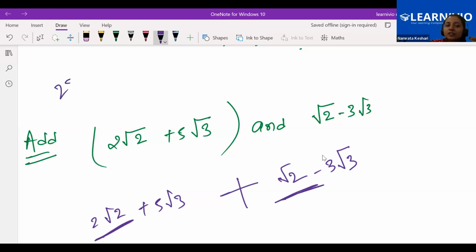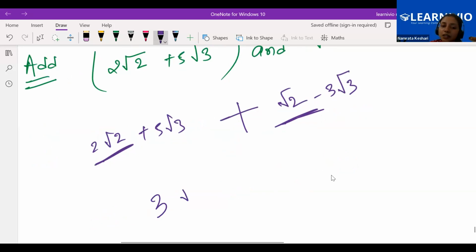Can you tell me 2x plus x will be? Ayan and Sara? 3x. ऐसे ही 2 root 2 और ये root 2 मिलके क्या हो जाएगा? 3 root 2. ऐसे कैसे? ऐसे कैसे? Let me explain you.